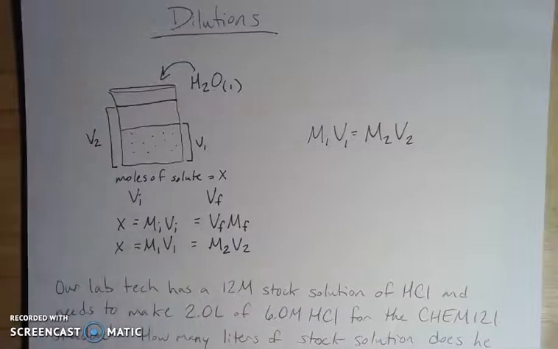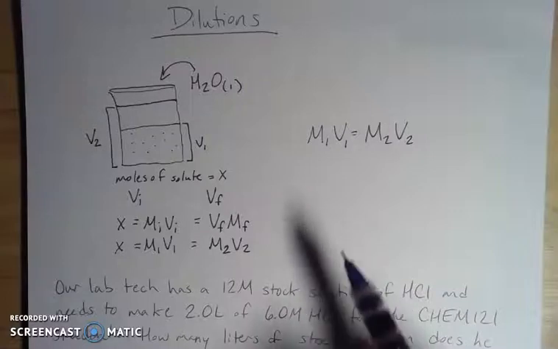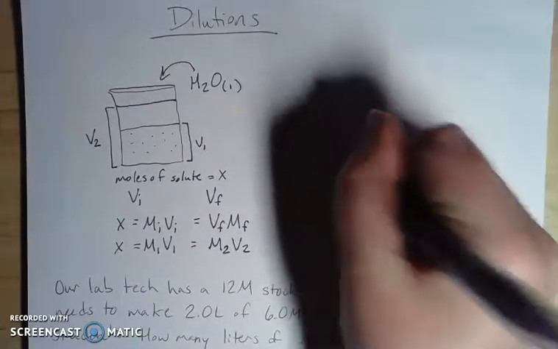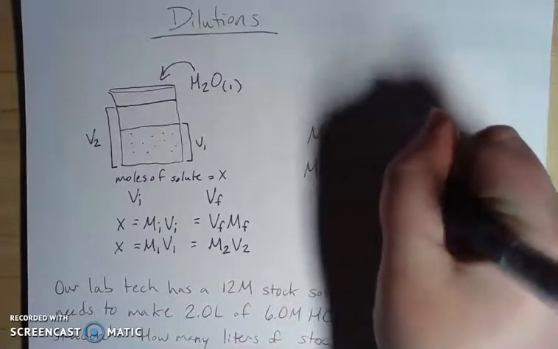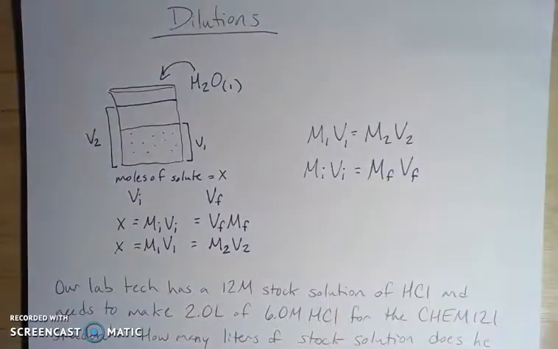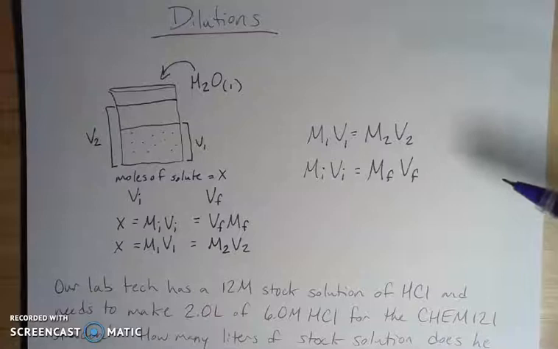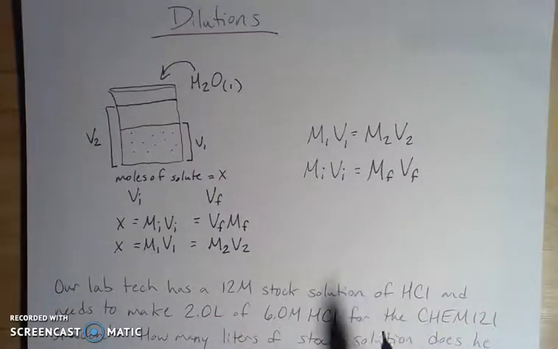So, because of math, I can set these two things equal to each other. So M1V1 equals M2V2, or M initial V initial equals M final V final. You'll see it both ways. I kind of like the ones and the twos because it sort of mirrors the gas law setups, as well as sounds like Star Wars robots, which I think is an important feature in a mathematical equation.